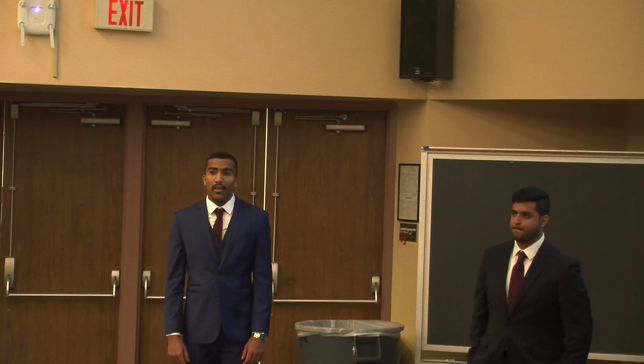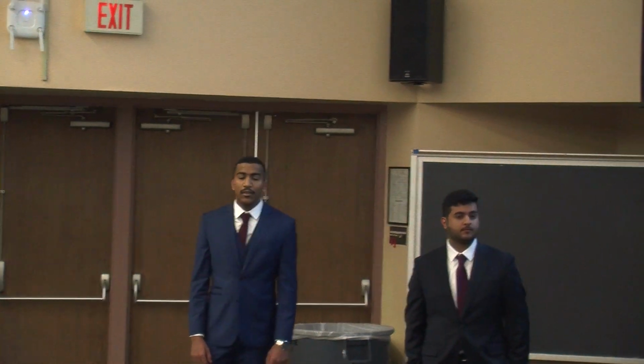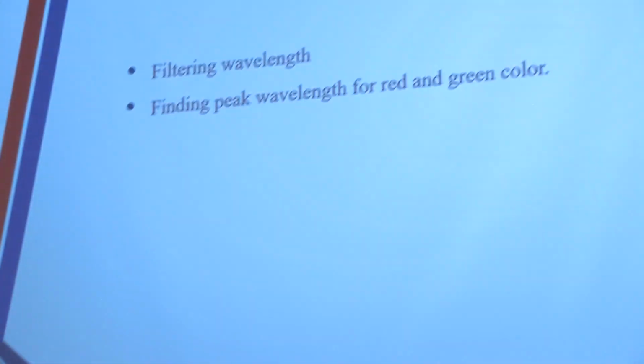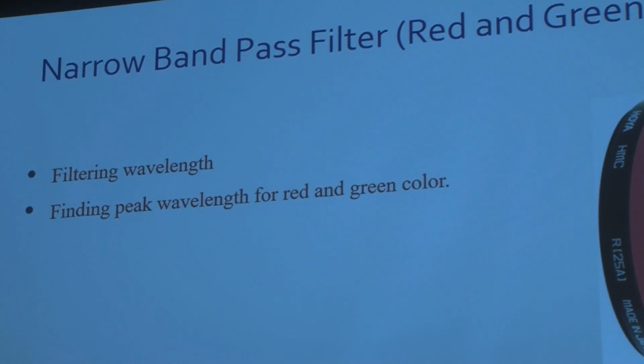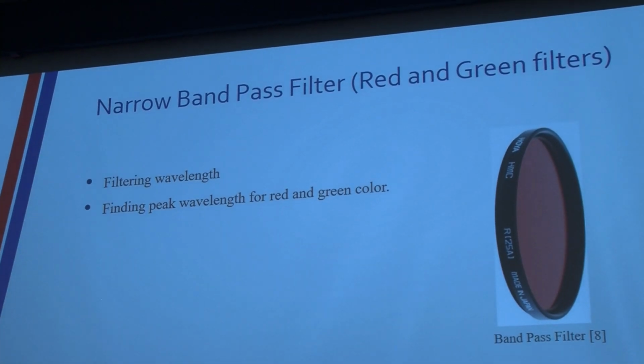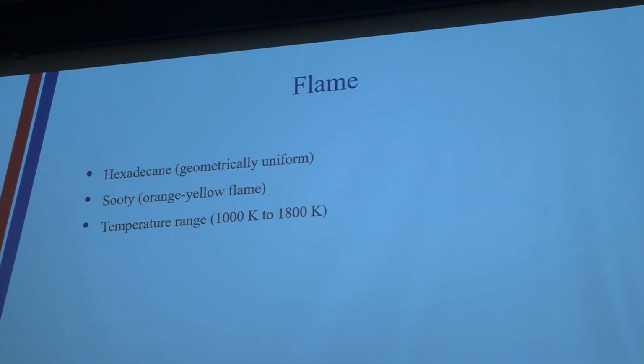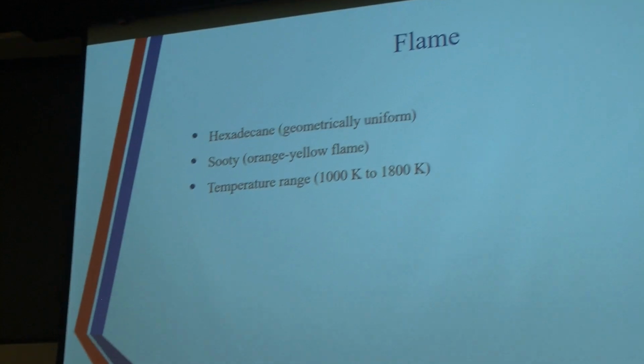We're also using the tungsten lamp to calibrate our camera to find a constant. The narrow bandpass filter is used to filter our wavelengths by letting certain wavelengths pass and blocking others. Also, the filter will give us the peak wavelength for both colors, red and green. We are burning hexadecane, which is geometrically uniform, and it's a sooty flame, and the temperature range of it is from 1000 to 1800 Kelvin.